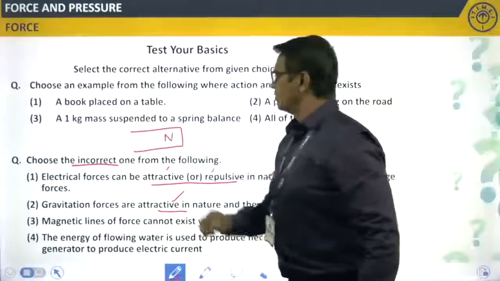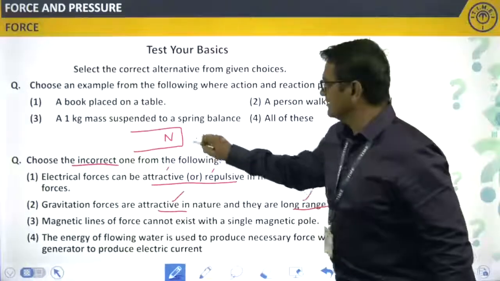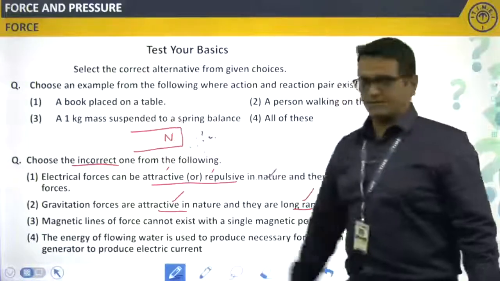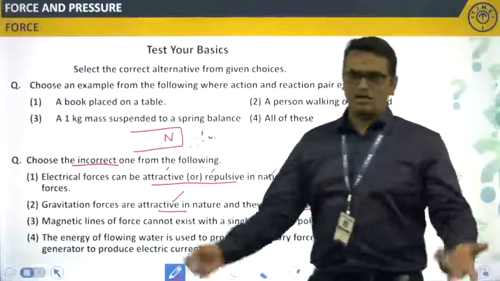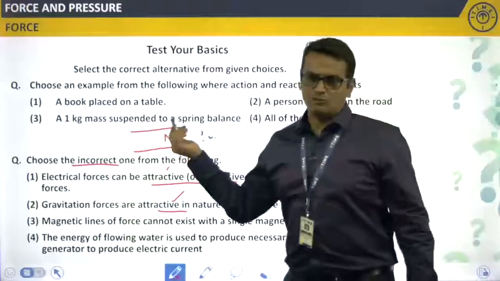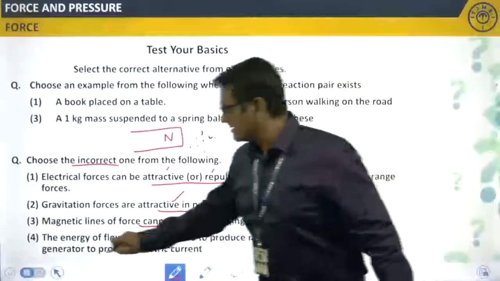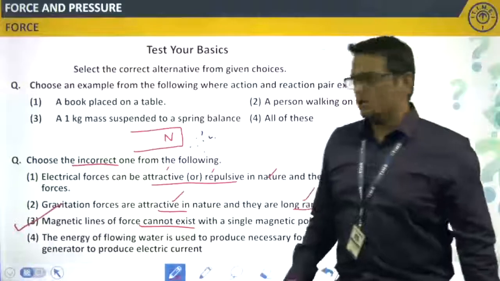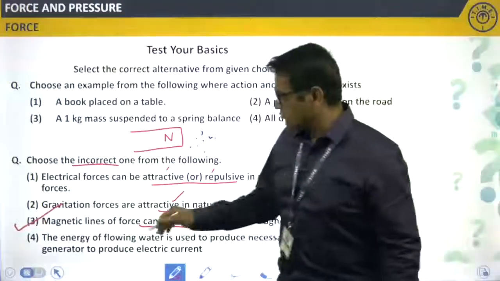You're using a single north pole and you have some iron filings here, right? Will they attract? Yes or no? Definitely they'll attract. That means with a single pole also magnetic force would be there. So this is the incorrect one, cannot exist. So that is incorrect. So this is my right answer. But just let me see the fourth one too to be absolutely clear.